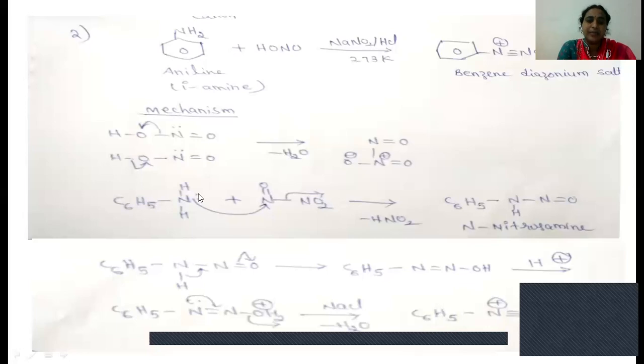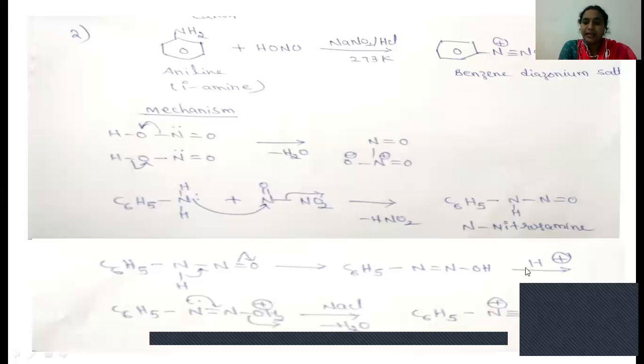And in the next step, aniline, by donating its lone pair of electrons to here, forms this compound by eliminating NO2 as NO2 minus and H as H plus, and this compound will form. Then from this compound, this hydrogen will transfer from nitrogen to the third place. This process is called tautomerism.